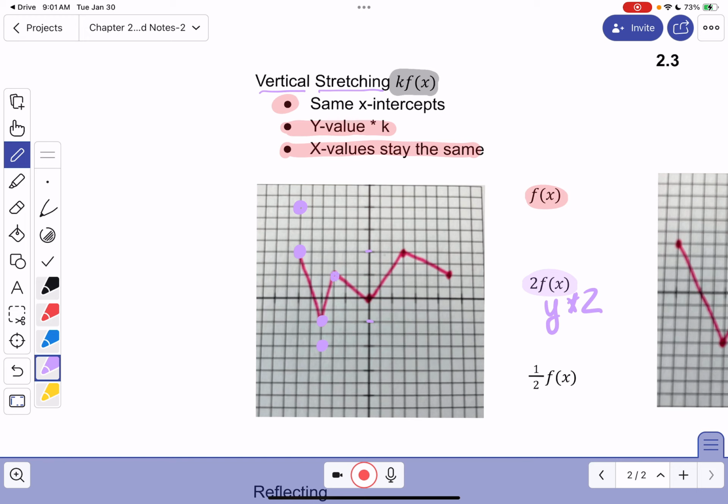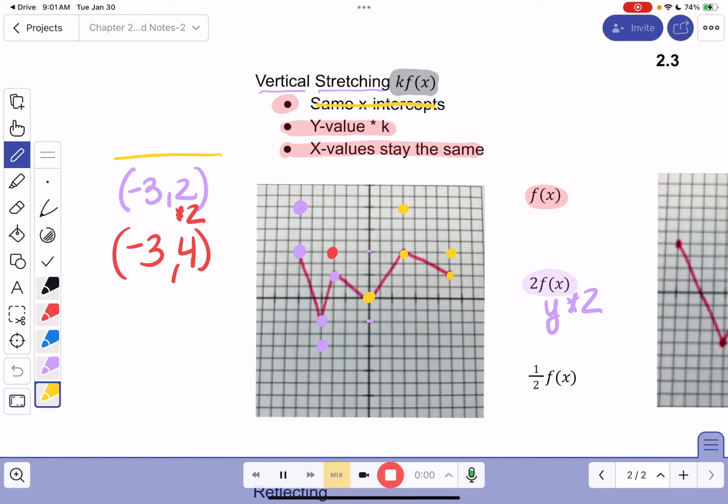This point, if you want to see it with the numbers, is negative 3 comma 2. So we would multiply this by 2 and get 4. Our x value stays the same, so we would stretch that to negative 3, 4. We said x-intercepts stay the same, so that's not going to move. This one, 4 times 2 is 8. And this last point, 2 times 2 is 4.